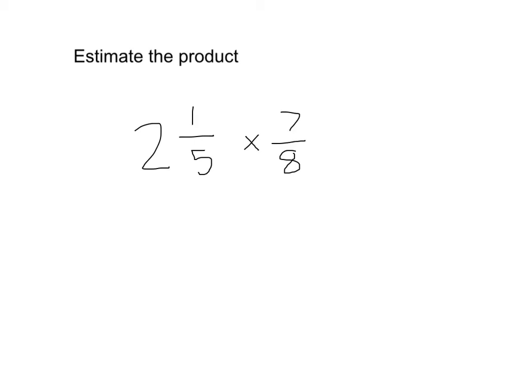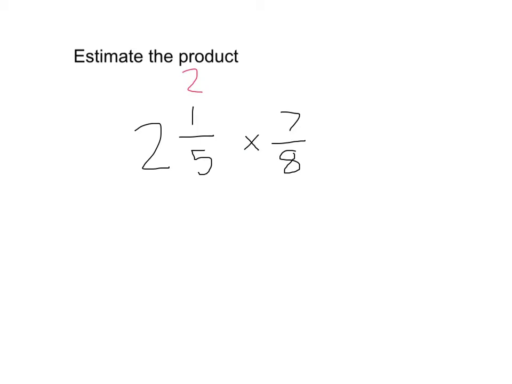This time I'm going to estimate the product of the problem that I've written down below. So I'm going to round both of these numbers to the nearest whole number. If I were rounding 2 1/5, I would check to see, is 1/5 closer to the whole number 2, or is it closer to the whole number 3? Now, if I were to chart this on a number line once again, I would see that 2 1/5 is closer to the whole number 2, so I would round this number to 2.